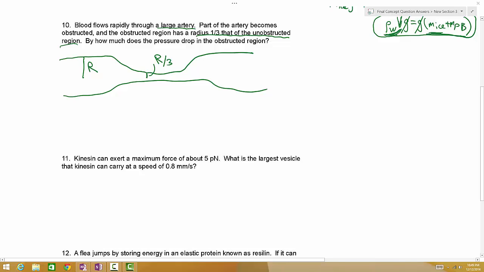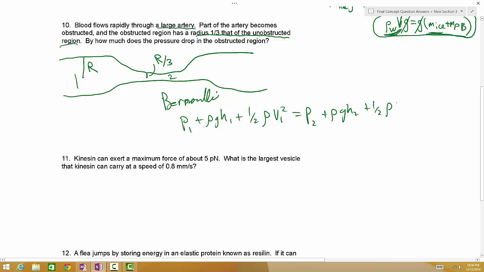Okay, so we have flowing fluid, and when it's a large artery, there isn't viscosity or anything. There's really one equation that should come to mind in a situation like this, and that's Bernoulli. So what is Bernoulli's equation? Well, it is, at one point, the pressure plus rho g height at that region where that pressure is P1. Let's call this area 1 and this 2 right here. So it's going to be plus 1/2 rho v1 squared, and that's equal to the same expression at point 2: P2 plus rho g h2 plus 1/2 rho v2 squared, where rho is, remember, just the density of blood.